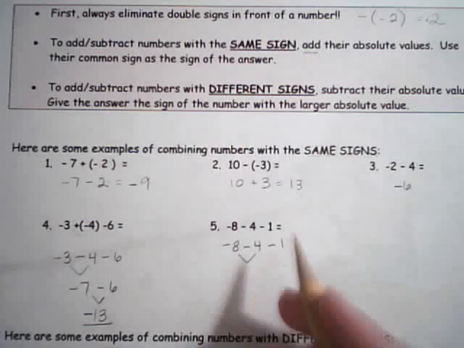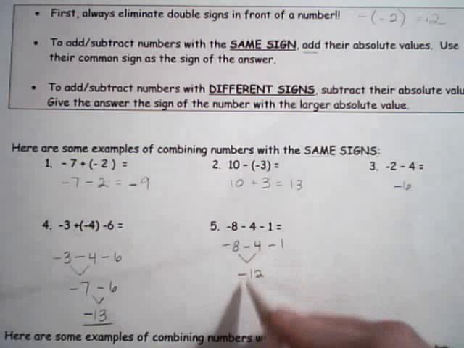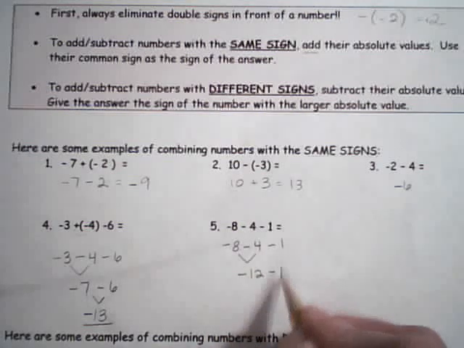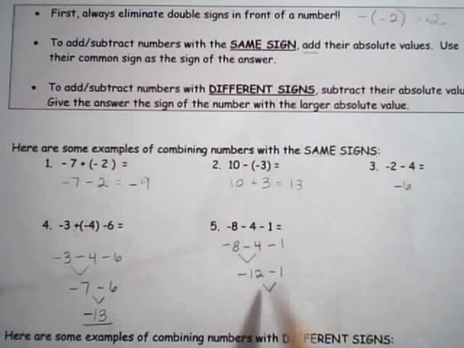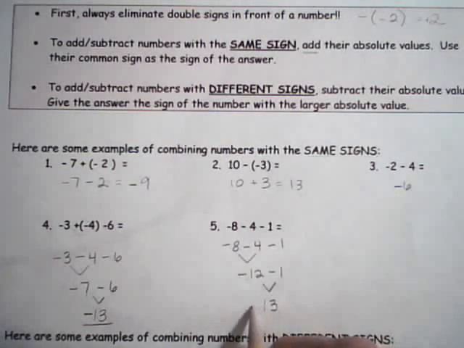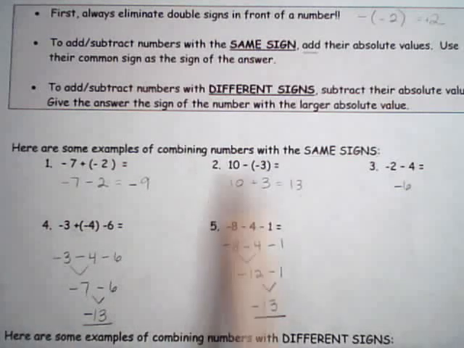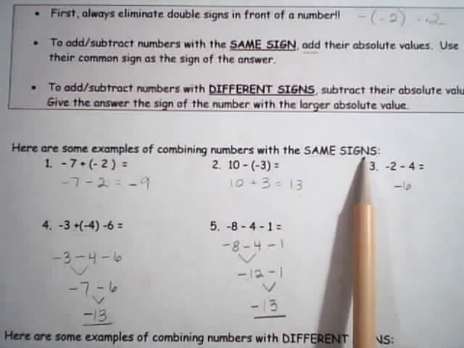Negative 8 and negative 4 would be negative 12. Add, keep the sign, bring down my negative 1. Again, both negatives, so that means I'm going to add, keep the sign. So my answer here would be negative 13. Okay, so these are all examples of combining numbers that have the same signs.